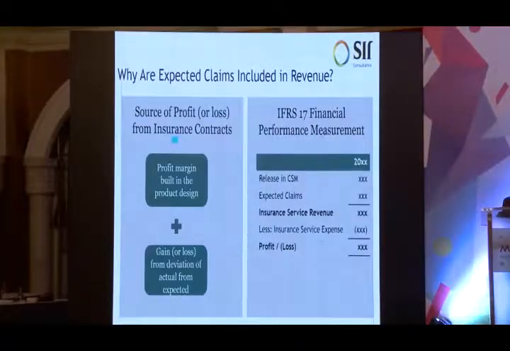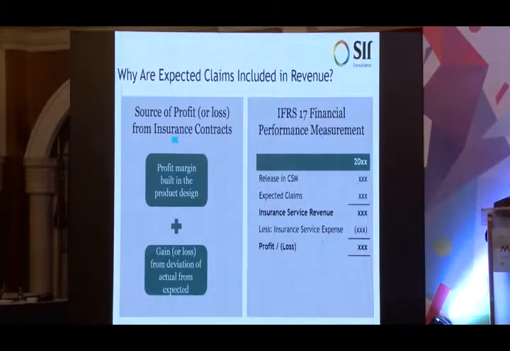Coming back to the expected claims being treated as revenues, for that we'll have to understand the sources of profit from an insurance contract. Broadly speaking, there are two sources of profits in an insurance contract. First is the amount that was built in the product design, and second is the gain or loss that arrives from the deviation of actual versus expected variables.